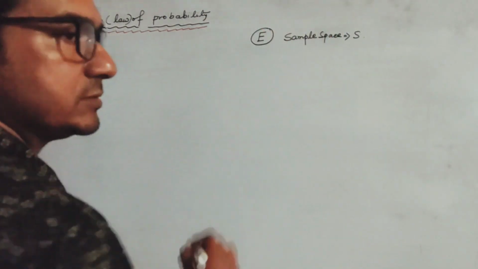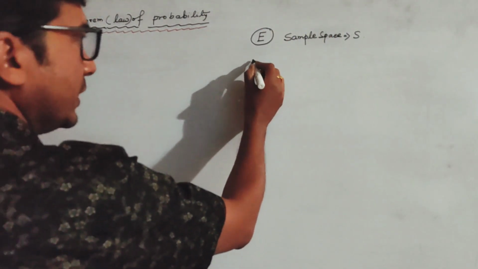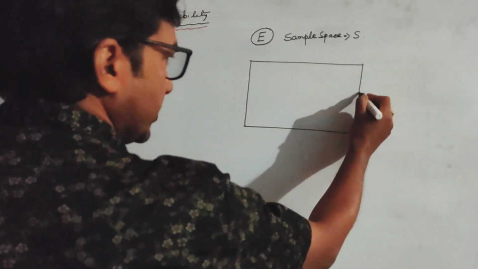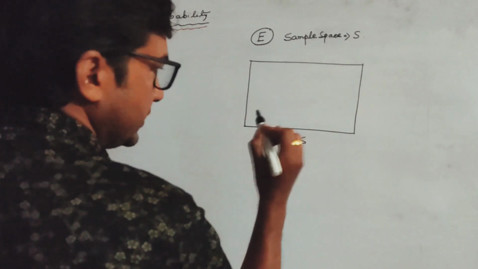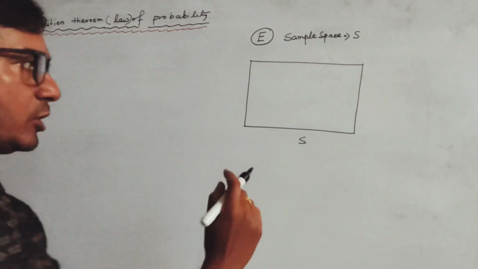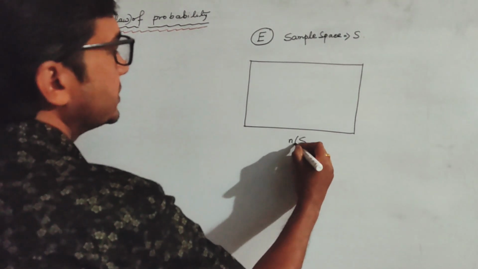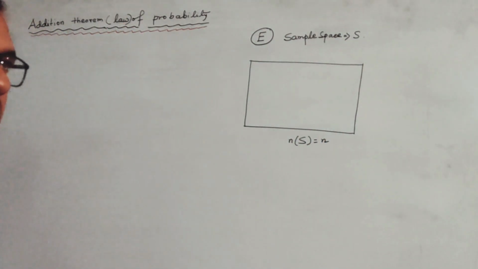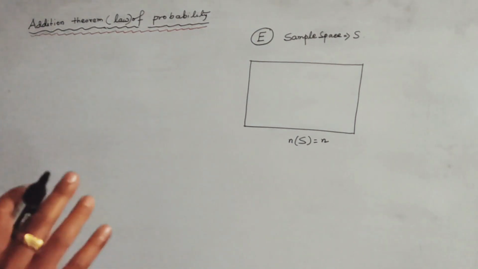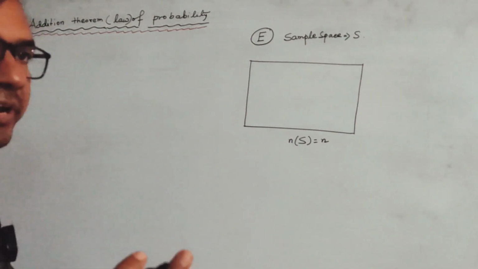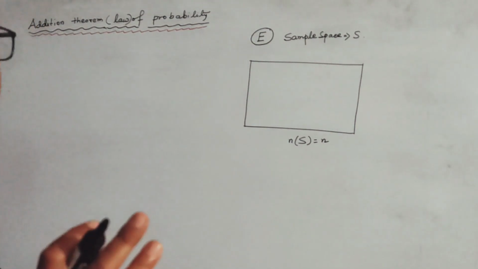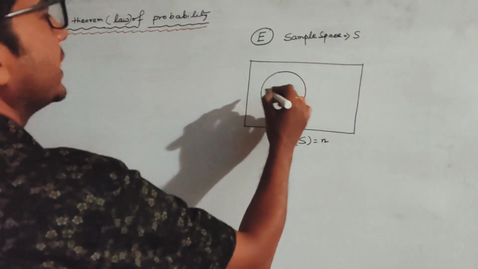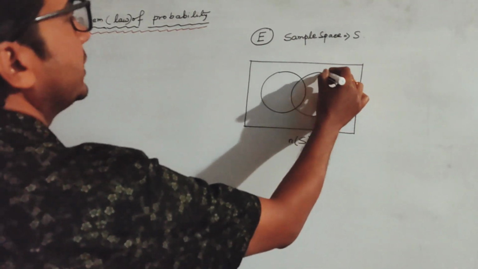and let the sample space of the random experiment be S. Now in the diagram, this is the sample space S, and the total number of sample points of this sample space is n. Let A and B be any two events of the random experiment. Let here this is A and this is B.